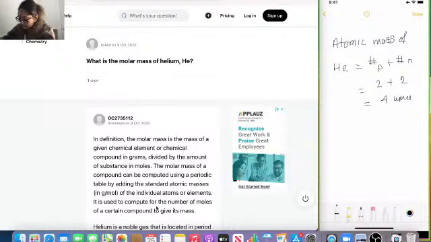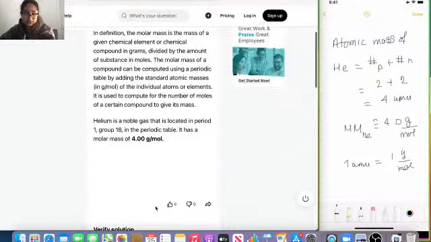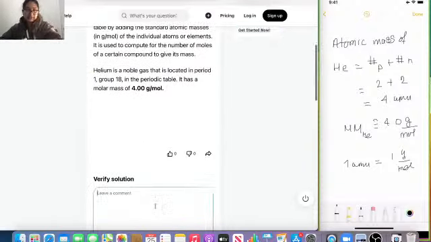And so the molar mass of helium is also around 4.0 grams per mole. So you just have to convert the units. 1 AMU is basically the same thing as 1 gram per mole, okay? And so this is the molar mass of helium. Yes, this is correct.